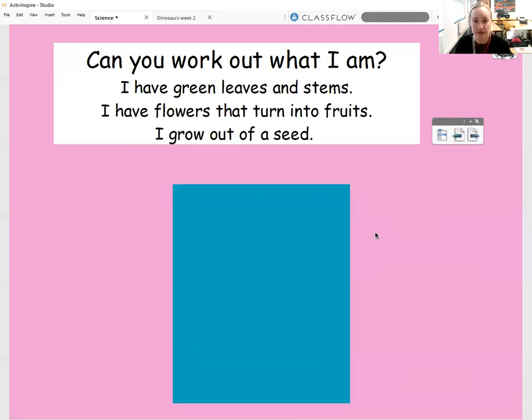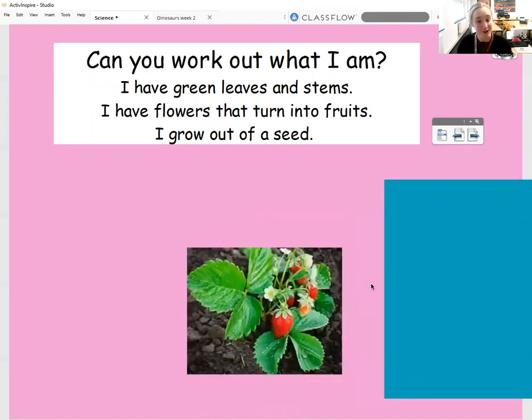Right, this plant then has green leaves and stems, flowers that turn into fruits, and this plant itself grows out of a seed. Green leaves and stems, flowers that turn into fruits, and it grows out of a seed. Let me check it. Let's have a look. Strawberry plant. Well done if you got strawberry plant at home as well.